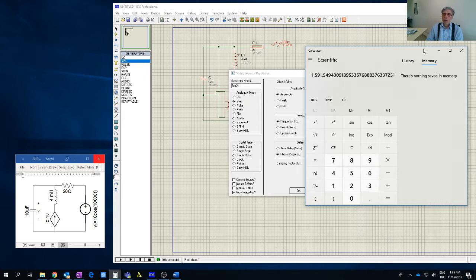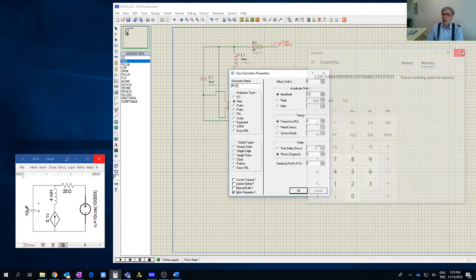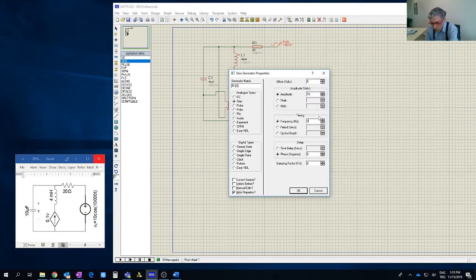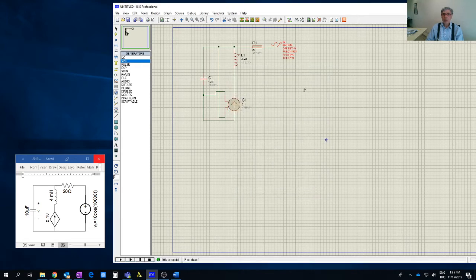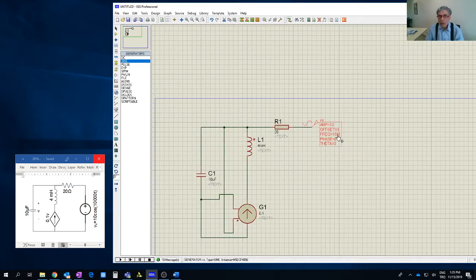So I will put that 1591 here. 1591 hertz. Angle is 0 here, so I put 0 here. Name of our source is VS, so I'll change the name here, VS. I would like to see the properties, so I clear this. You see here you are, amplitude 10, frequency 1591, phase is 0. Forget the others.